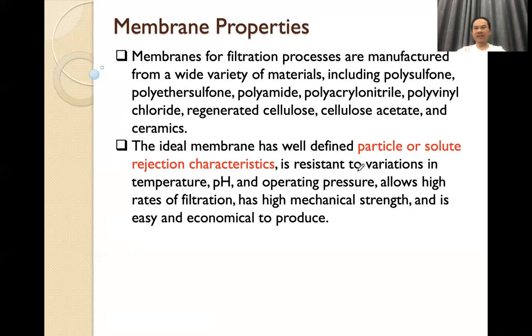An ideal membrane has good rejection characteristics. For a membrane used to separate solid from liquid, it should reject the solid, meaning the solid particle size is higher than the pore of the membrane. It should be resistant to variation in temperature, pH, or pressure, allow high rates of filtration, have high mechanical strength, and be easy and economic to produce.